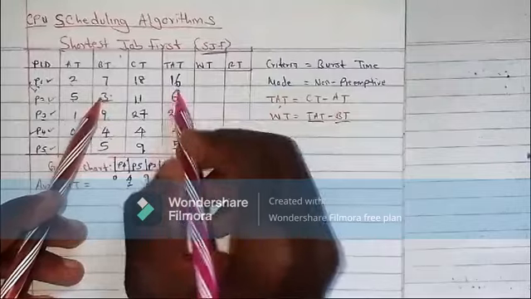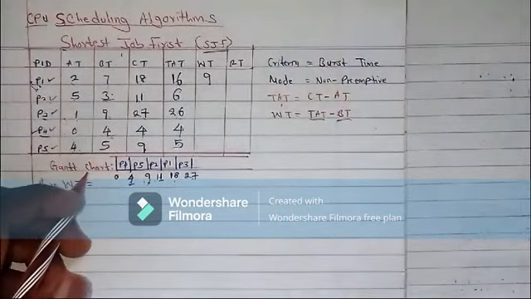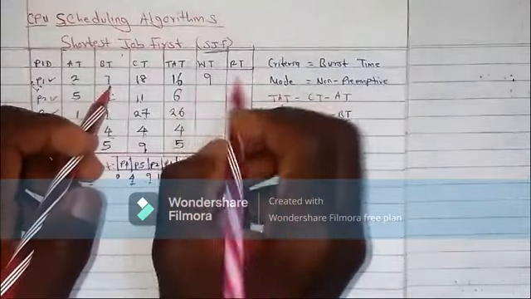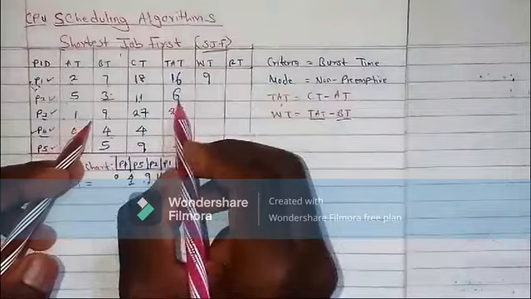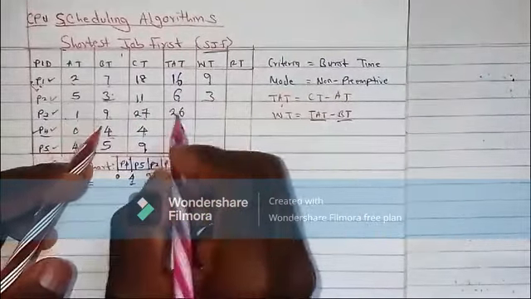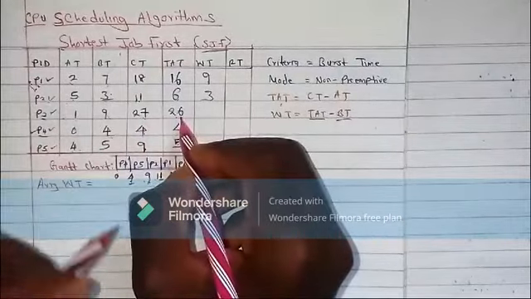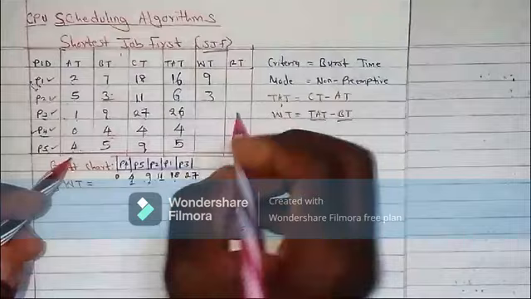Now 16 minus 7, you get 9. We have shown that 16 minus 7 is 9. Now at P2, turnaround time minus burst time is equal to 6 minus 3, you get 3. And then at P3, it has a turnaround time of 26 minus 9. 26 minus 9, you get 17.